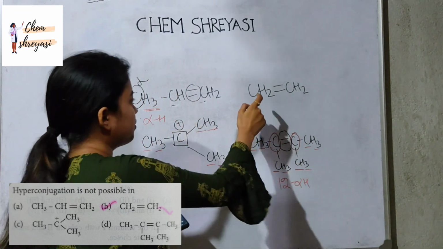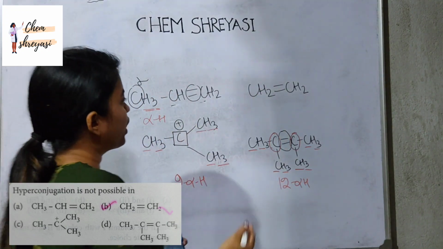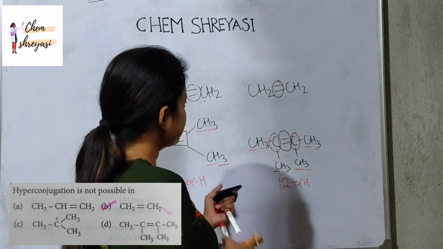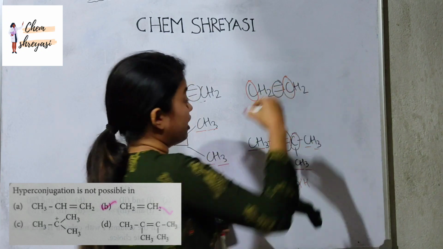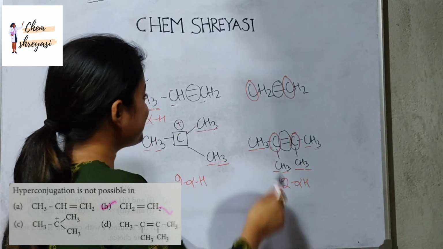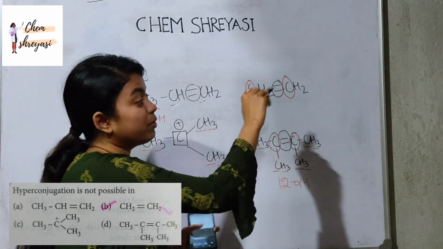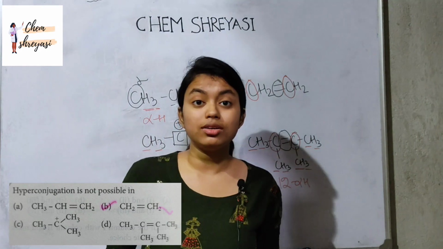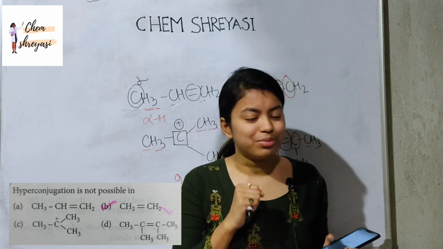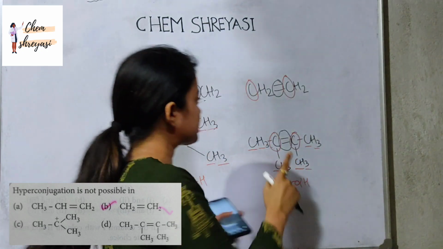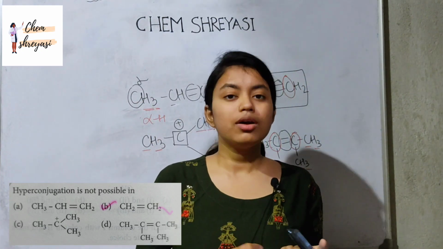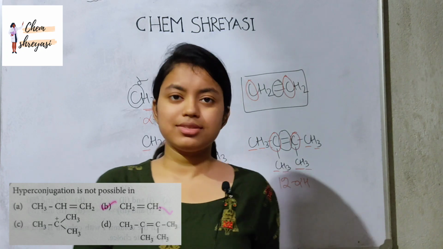Let me see what compound B has. In this case there is an unsaturation again, and this carbon and this carbon are directly attached to each other by a double bond. But there is no other carbon attached to either of these doubly bonded carbons. So there is no alpha carbon, and if there is no alpha carbon, then there is no alpha hydrogen. So in this case, and only this case, there will be no hyperconjugation. So option B is the right answer.